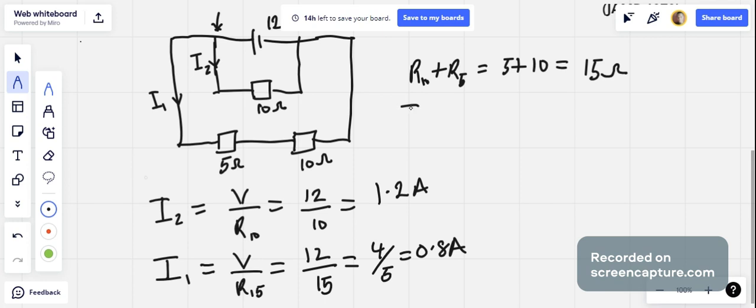However, the question said we should find I1 plus I2. That is, we should find the summation of those currents. So the summation will be 1.2 plus 0.8, which equals 2 amps. So that's the solution to that question.